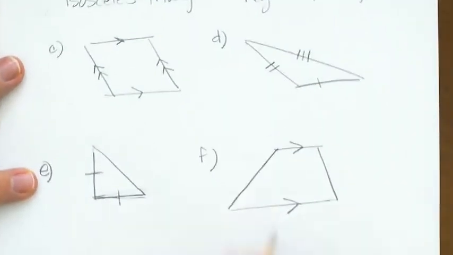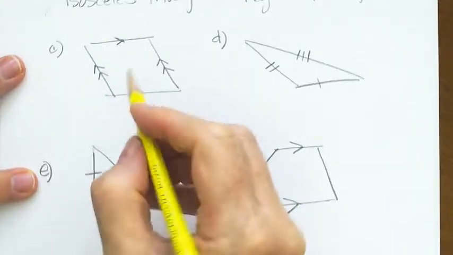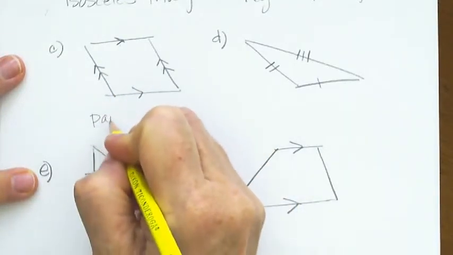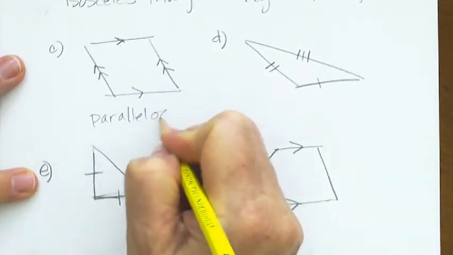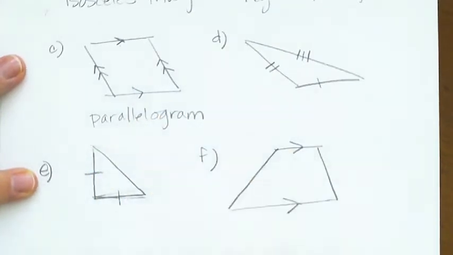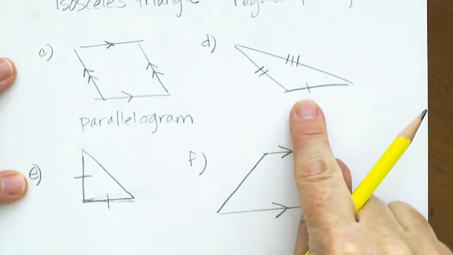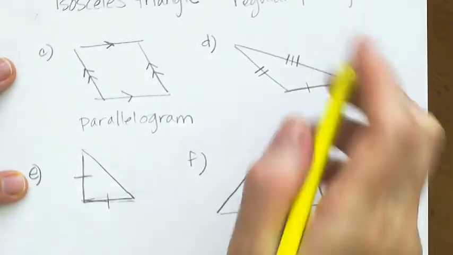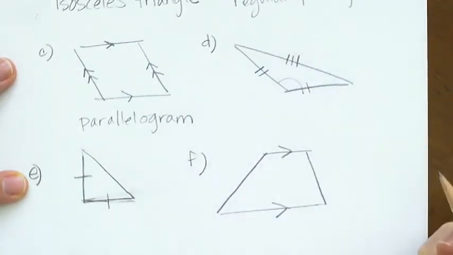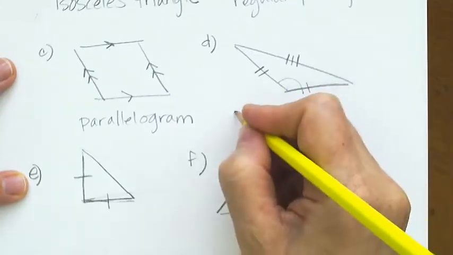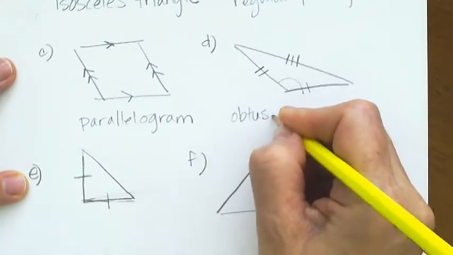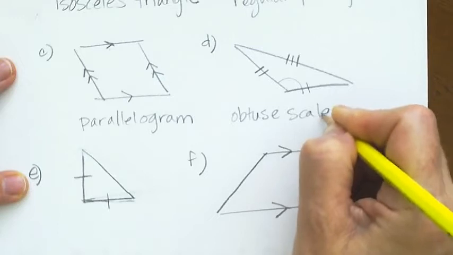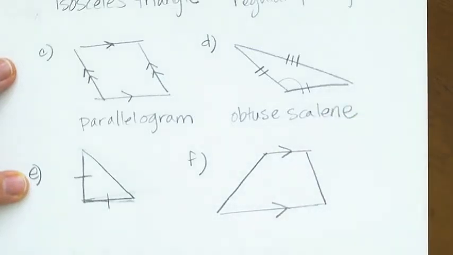Here we have 2 sets of opposite sides that are parallel. So this would be a parallelogram. Here we have 3 sides, all different lengths. We also have one angle that is greater than 90 degrees, so this would be an obtuse scalene triangle.